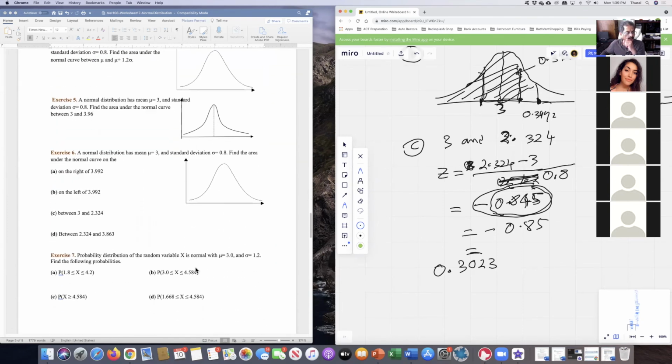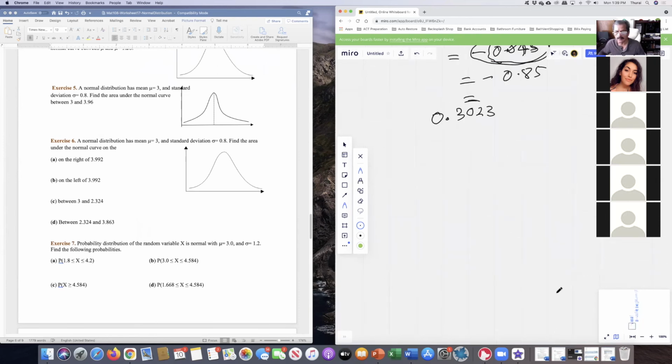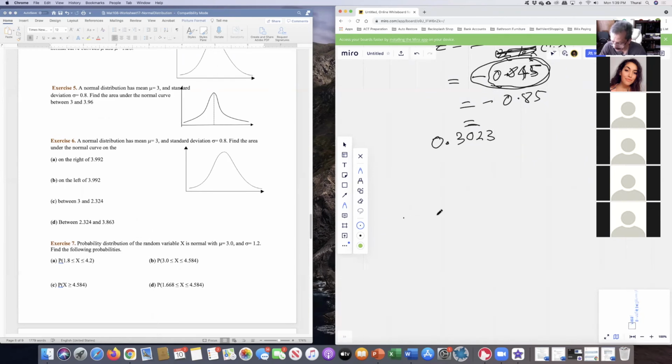Okay, so we answered this question, part C. One part left, I'll finish that quickly. Between 2.324 and 3.863, what is the area? So let's go to that. Let's put that on the board here. So my normal curve is like this now. And only if you mark these numbers, these things will be easier. 2.324 is on the left.